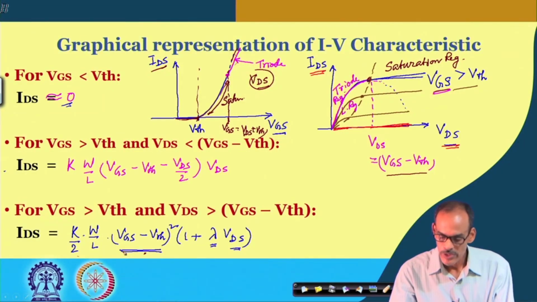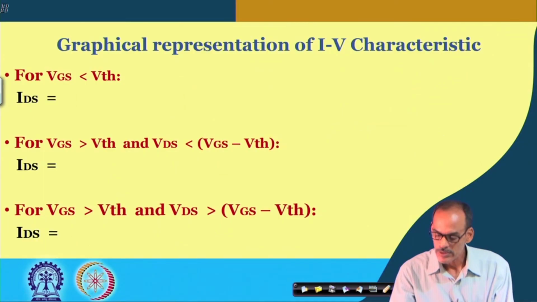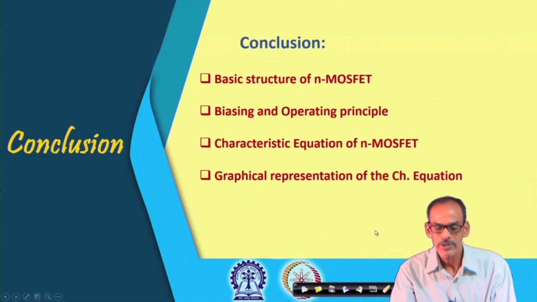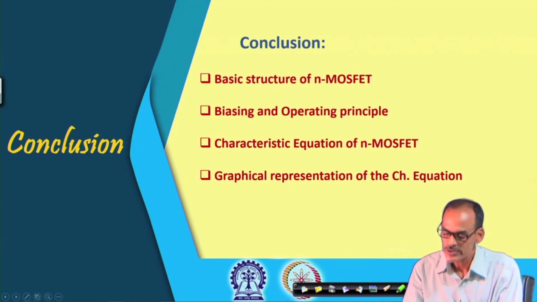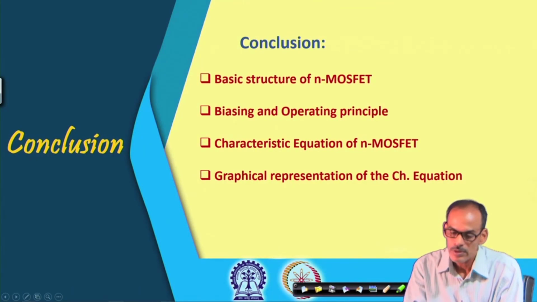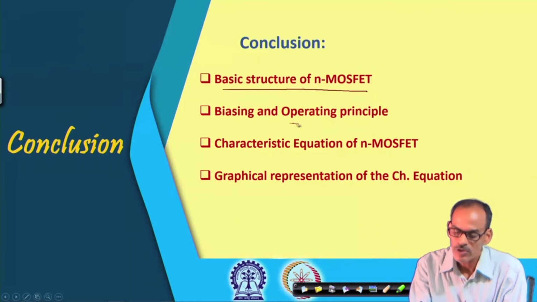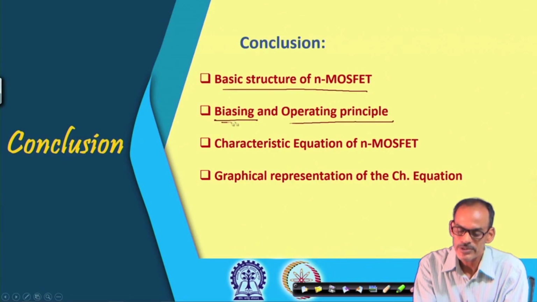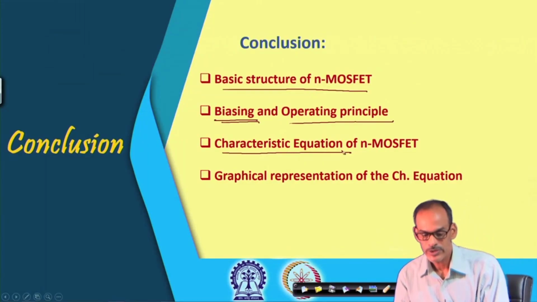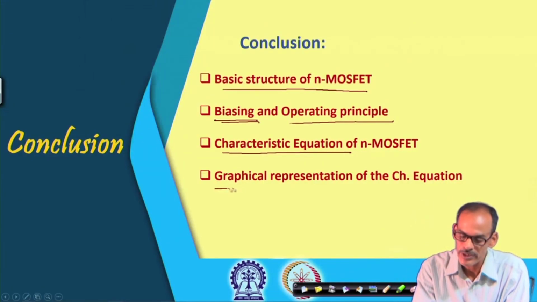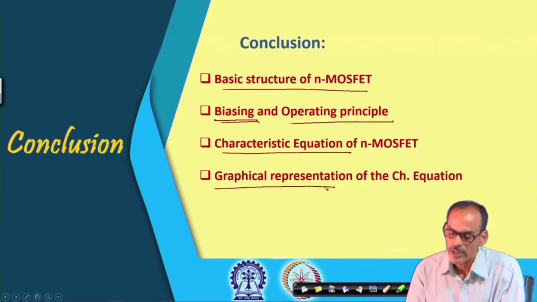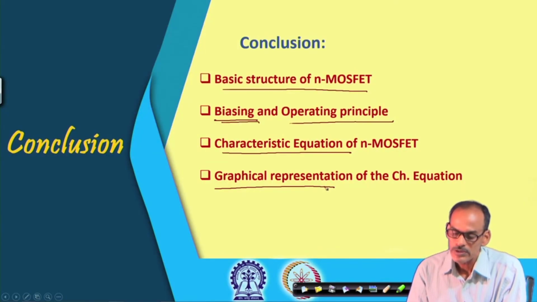Let us see what we have covered so far on this topic. We have discussed the basic structure of the MOSFET, and then the operating principle of the circuit for different biasing situations, and then the IV characteristic of the MOSFET, and then the graphical representation of the IV characteristic equation.